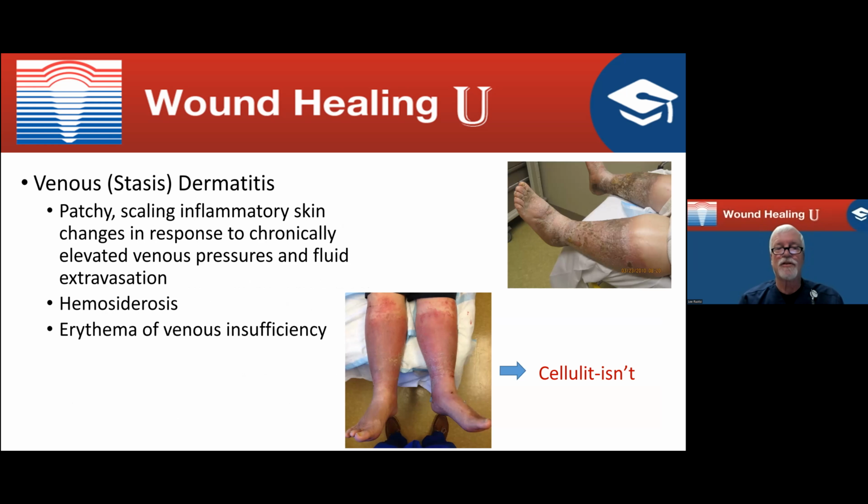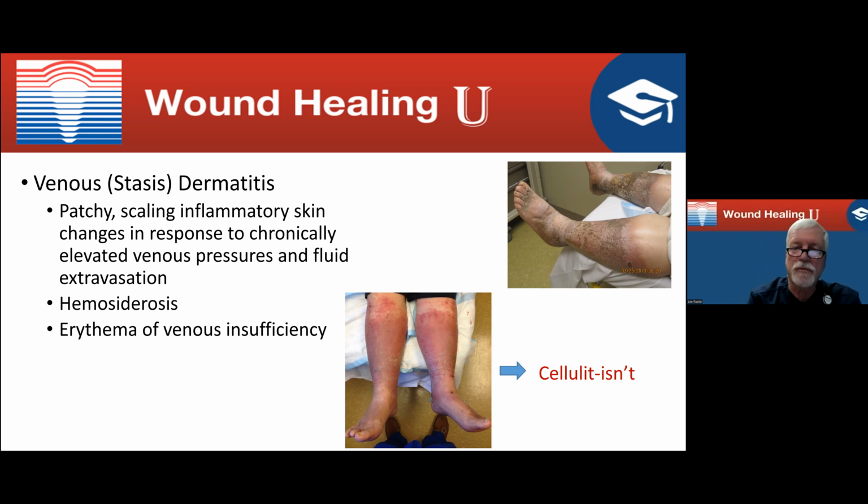So venous stasis dermatitis is this patchy, scaling, inflammatory skin change in response to the chronically elevated venous pressures and fluid extravasation. We see a little bit of hemosiderosis in the top right-hand picture, but that top right-hand picture is just such a classically perfect picture of chronic venous stasis dermatitis.